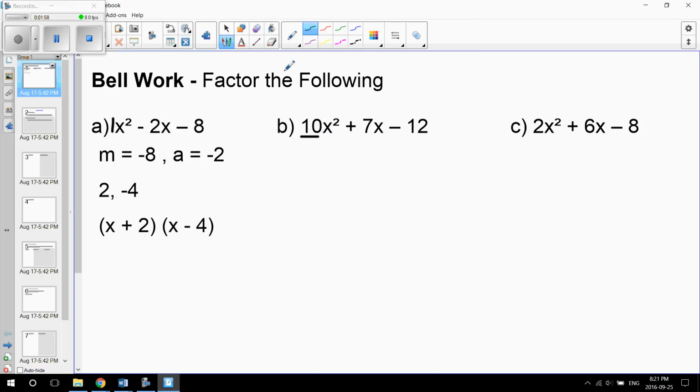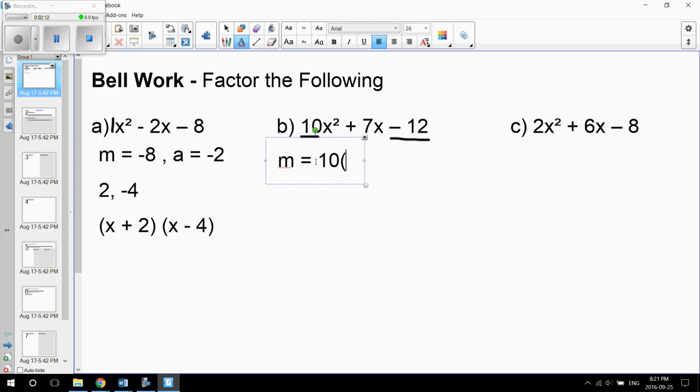Taking a look at part B here, the second one, this one does have a number in front of the x squared, so this is where we have to use decomposition. So when we're coming up with our multiply value, remember it has to be that first number multiplied by our last number. So we're going to do 10 multiplied by 12. And sorry, that needs to be a negative 12 because there's a negative in front of that 12, and that sign always has to carry with the number behind it, which gives us a negative 120.